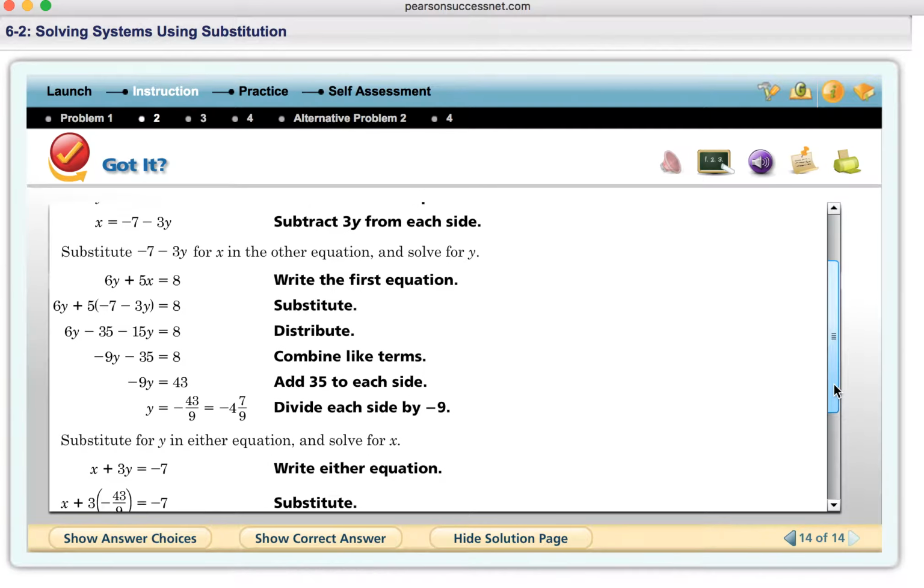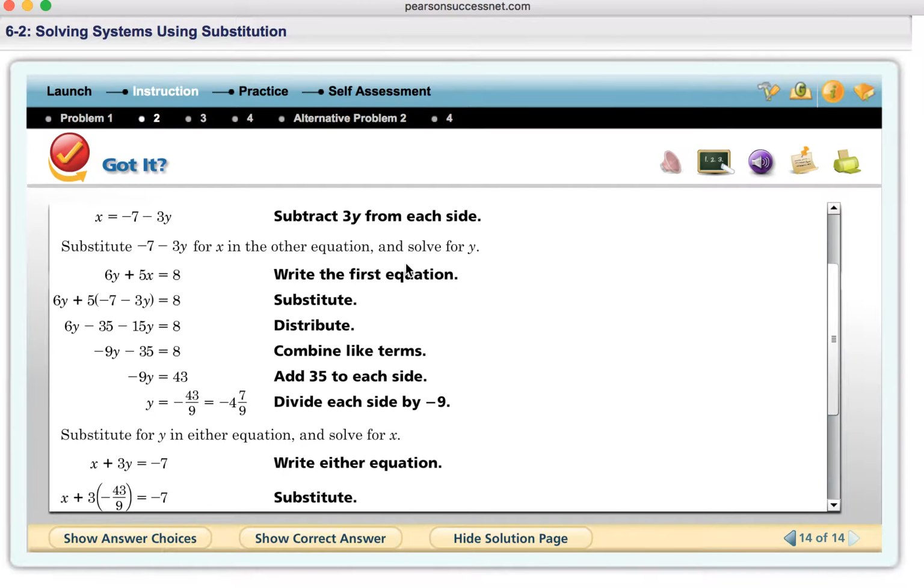We're going to substitute -7 minus 3y in for x into the other equation. It doesn't make any sense to plug it into the one we used, because that's the one we used to solve for x. Here's the first equation, 6y plus 5x equals 8. We know that x is -7 minus 3y, so we replace the x with -7 minus 3y, and then we solve. We have to use the distributive property here: -35, -15y. We can combine the 6y and the -15y for -9y. The -35 stays by itself.